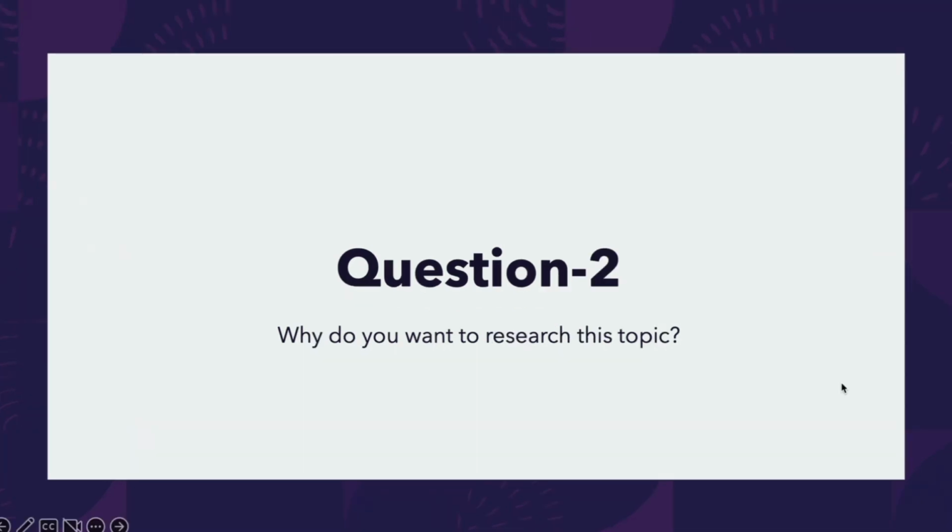Question number two. Here, what you need to do is to figure out a specific question and answer it: why do you want to research this topic? You need to have a concrete answer. Why are you working on this topic, or why do you wish to work on this topic? Try to provide reasons for choosing your particular topic.